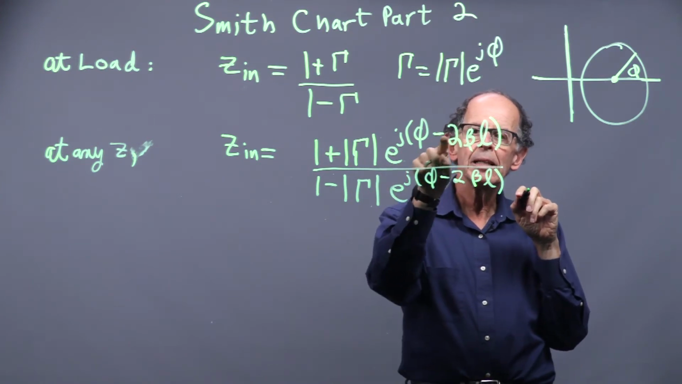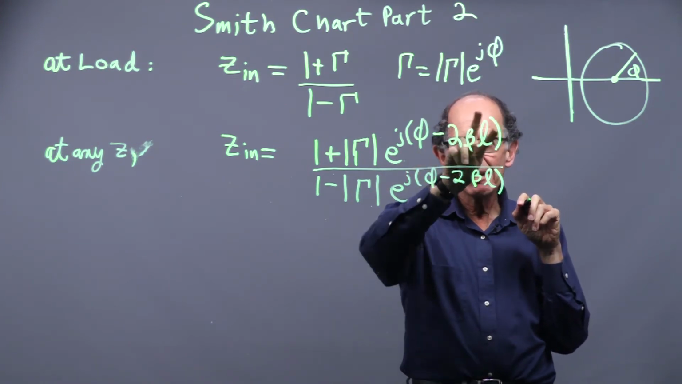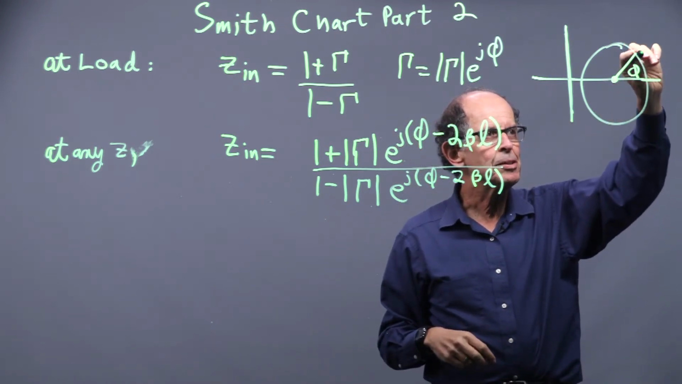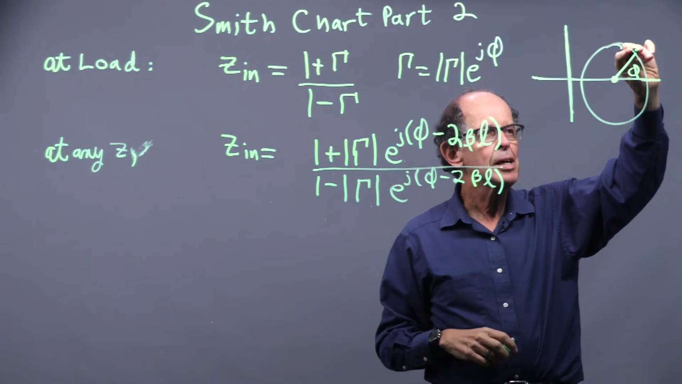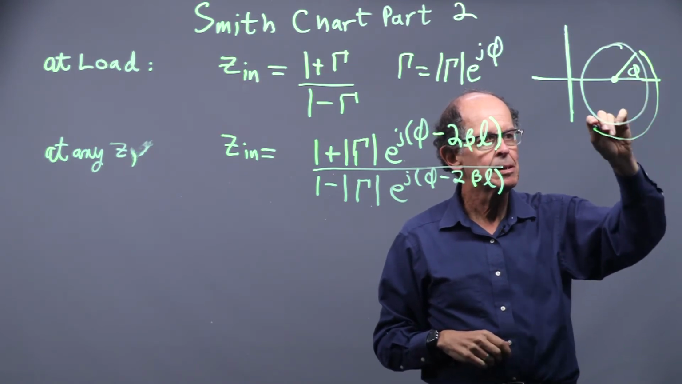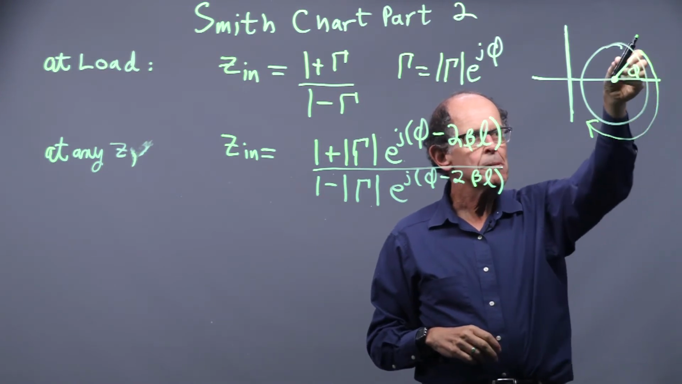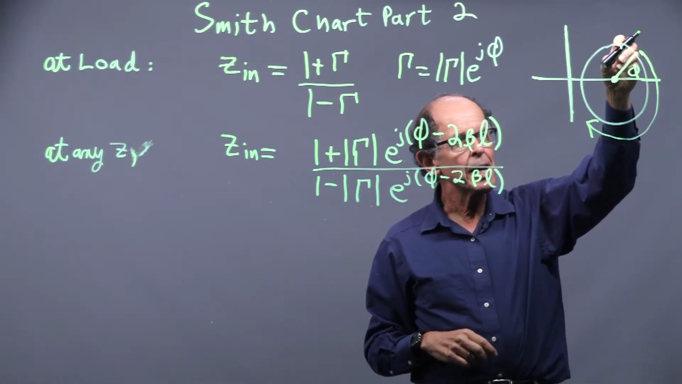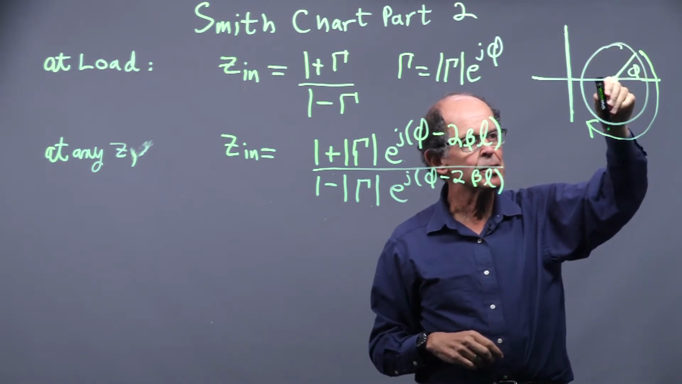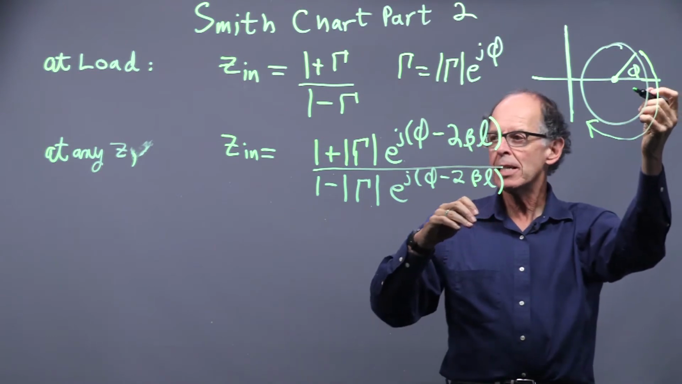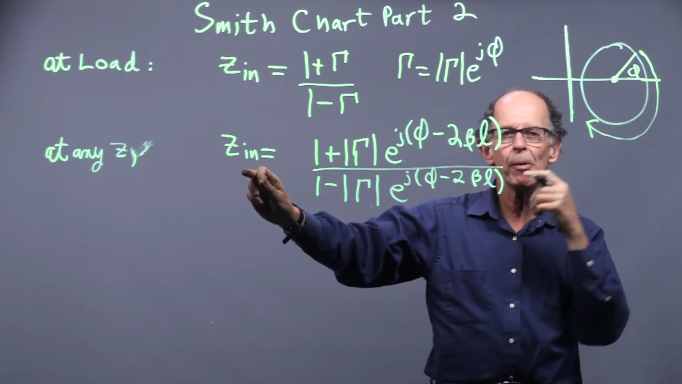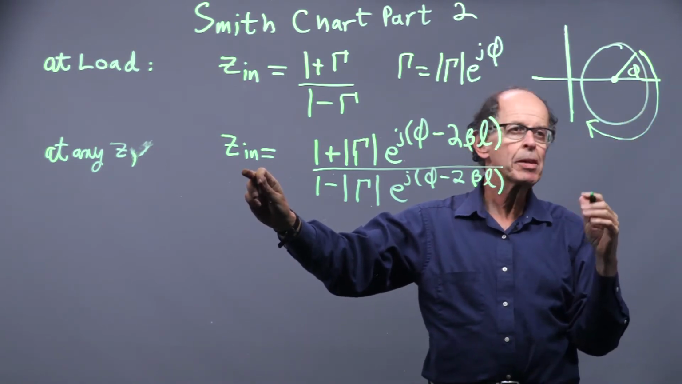Now, as we move down the line, let's say L is positive. So minus 2 beta L, that phase got a minus sign, so it's clockwise rotation. So clockwise is this way, going around with the clock. So as we move down the line around the clock, from the load to the generator, we're moving clockwise. And what we're going to see is we'll be able to compute what this Zn is at any point as we move. So that's what we're going to do.